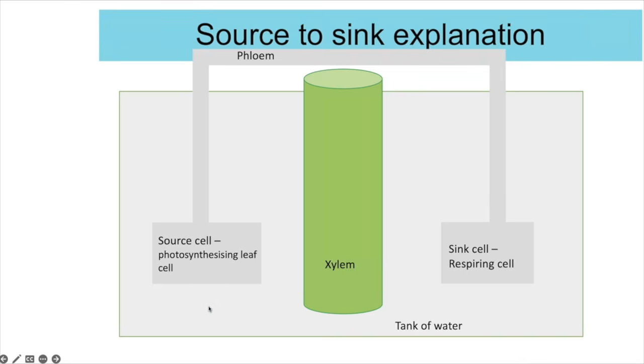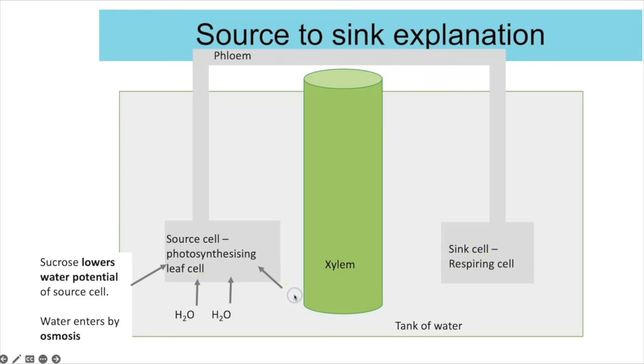First of all, we're going to have a look at it with this model here, this source to sink explanation. So we've got the phloem shown in grey, the xylem shown in green. And we did talk about the structure, that you have the xylem typically in the middle and the phloem on the outside. And we've got a tank of water here as well, just to represent this model. So we've got the source cell is the photosynthesizing cell, and we've got our sink cell is the respiring cell.